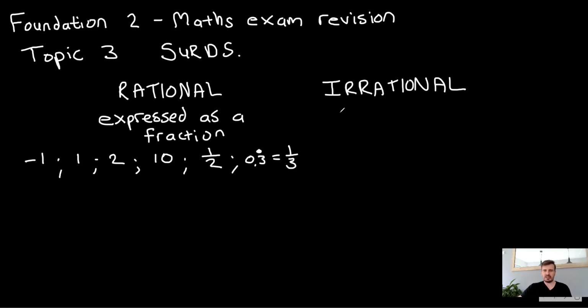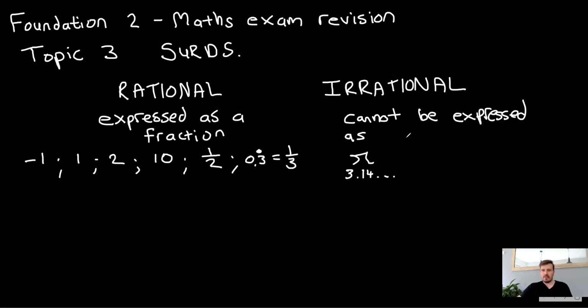Now, irrational numbers cannot be expressed as a fraction. Our most famous irrational number is pi, because we know that pi is a number that does not recur. It just carries on forever. Another irrational number would be e. So e is also a mathematical number that doesn't recur.